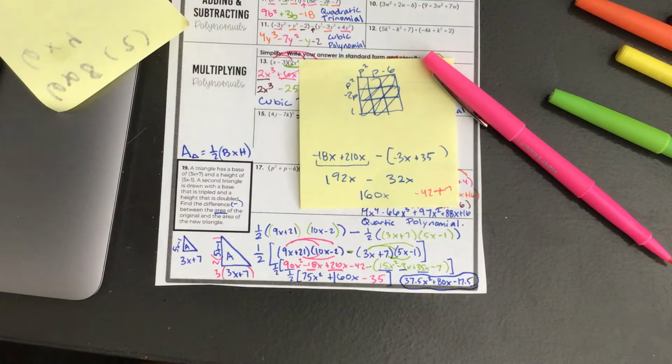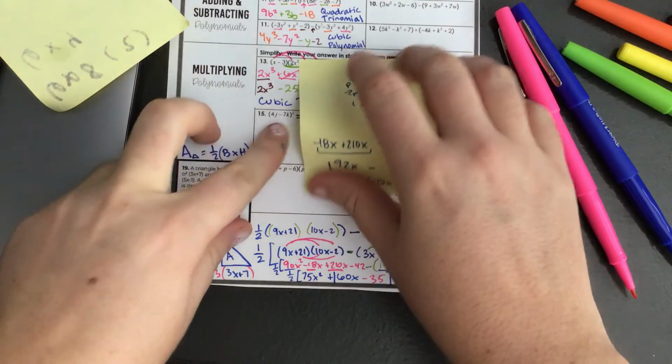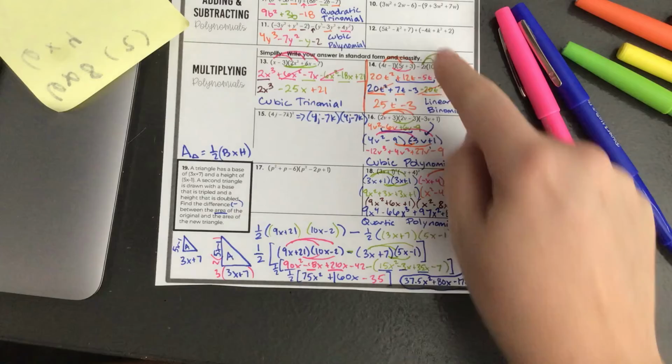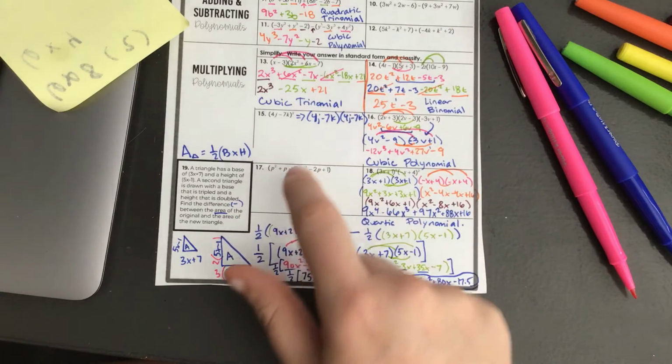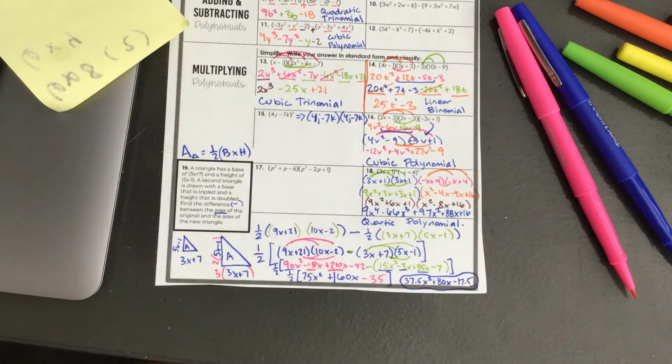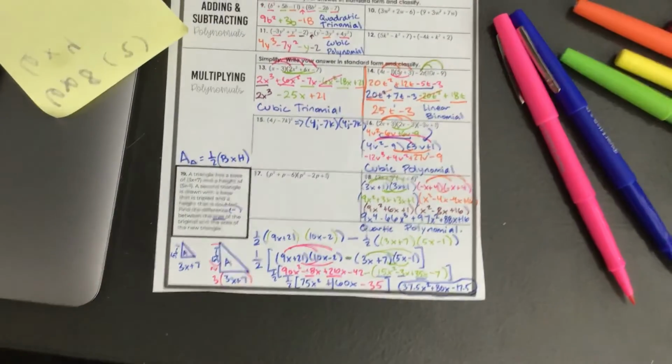All right, like I mentioned earlier, I'm going to put the answers to questions 12, 15, and 17, but I want you to try those on your own before you just copy what the answer is. Oops, and number 10. I'll put the answers to number 10 as well.